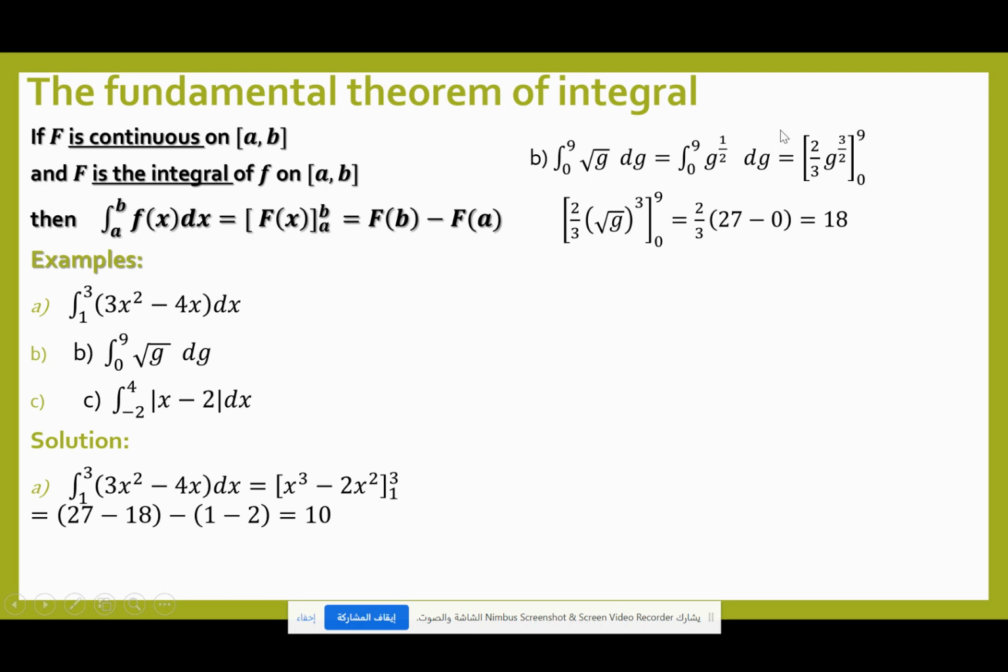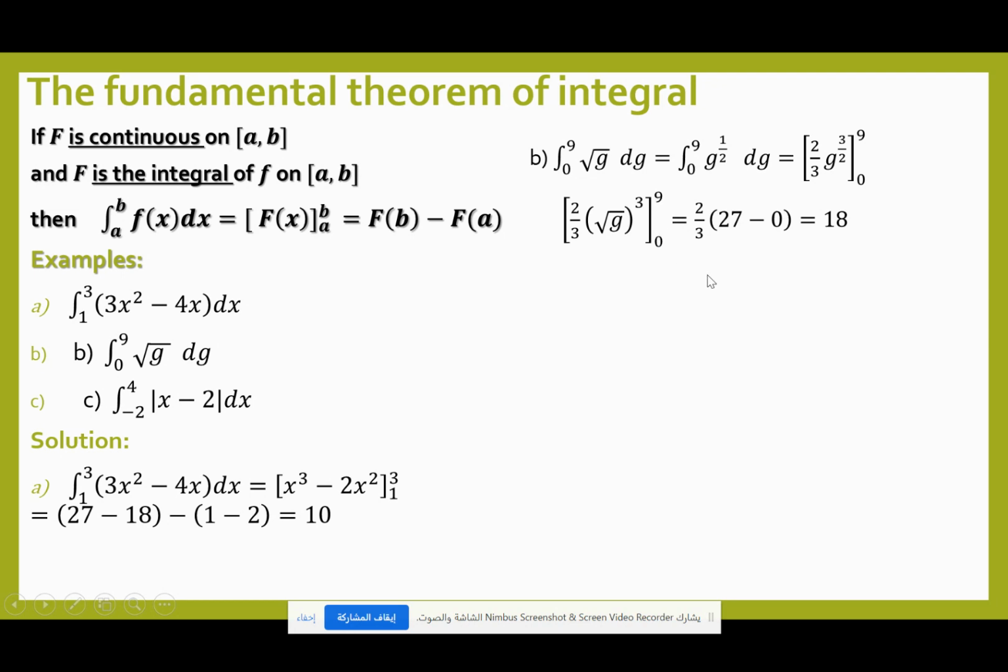And that 2 from down will be flipped up to be in the numerator. And that makes sense. Now you can write this g to the power of 3 over 2 as the square root to the power of 3, because the 2 in the denominator is a root, and the 3 in the numerator is a power. So we can write the numerator as a power, and the denominator as a square root of g. And keep 2 over 3 outside of all that. And this all from 0 to 9.